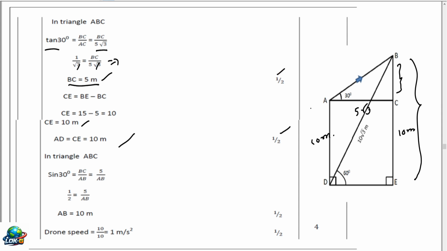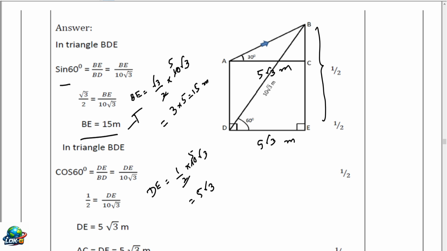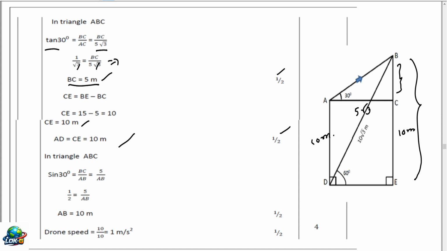In right angle triangle ABC, again sine 30 degree is equal to opposite upon hypotenuse, BC upon AB, 5 upon AB. What is the BC length? Sine 30 is 1 by 2. BC length is 5 meter. You can write as 5 upon AB. Sine 30 is 1 by 2, cross multiply, you will get 10 meter. Therefore, AB is equal to how much? 10 meter. Drone speed will be 10 by 10, that is 1 meter per second.